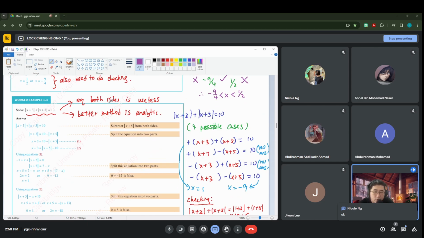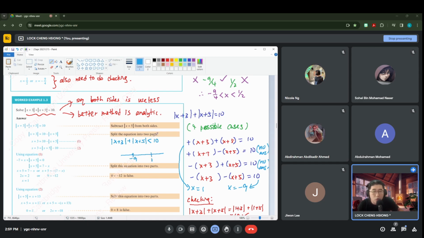Now come to these questions. What if this is also an inequality question? So I have modulus of x plus 3 plus x plus 5 lesser than 10. What if I have this question lesser than 10? From earlier we have already drawn the number line. I have minus 9 and 1.